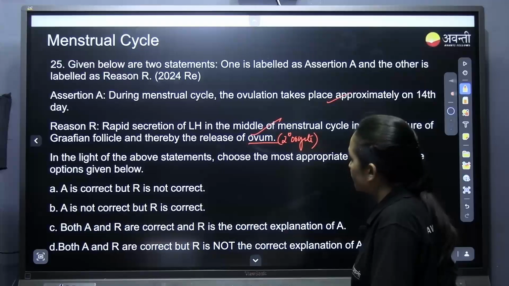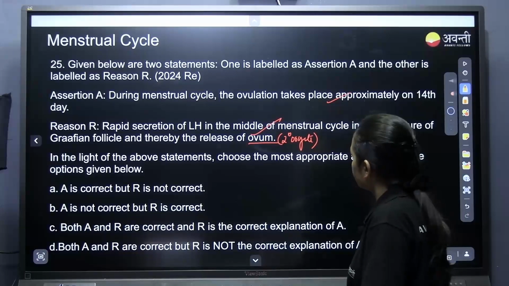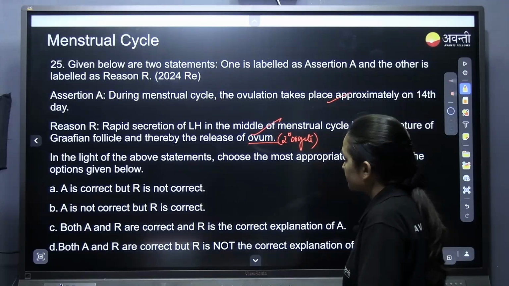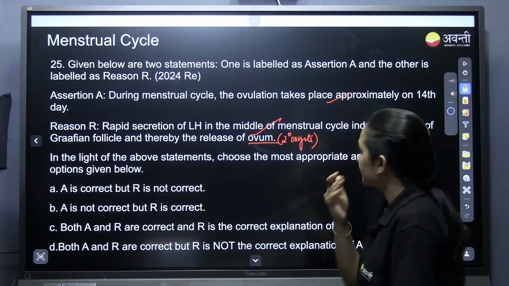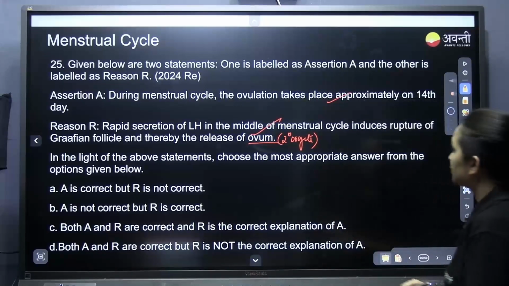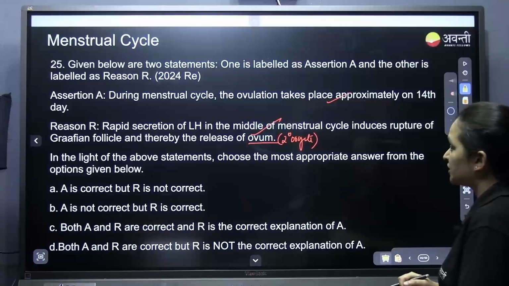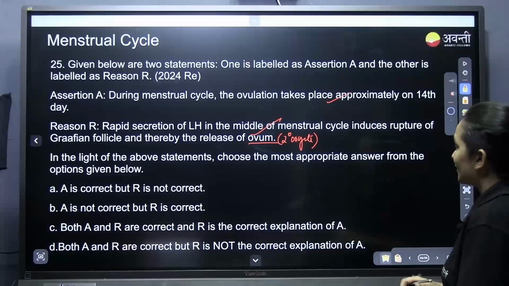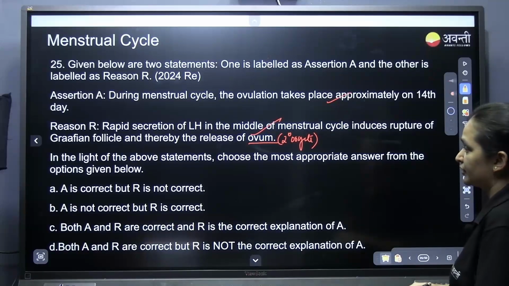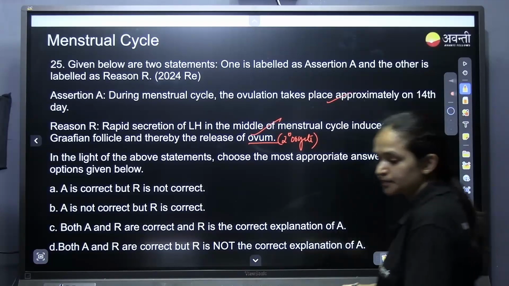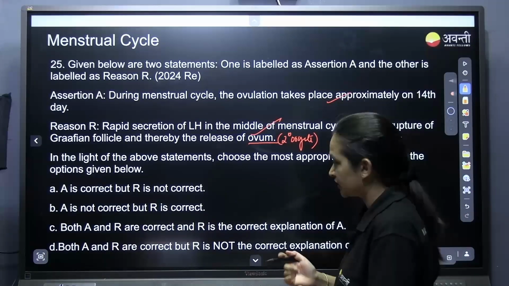Both are correct. Is it the correct explanation? During the menstrual cycle, ovulation takes place approximately on the 14th day because rapid secretion of LH in the middle of the menstrual cycle induces rupture of Graafian follicle and thereby release of the ovum. Yes.